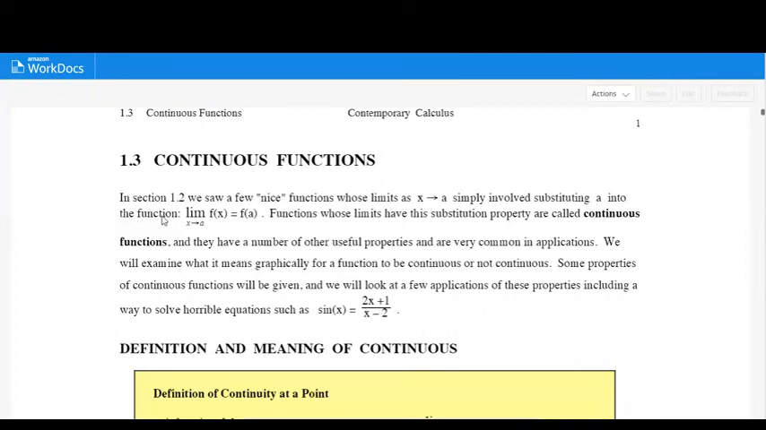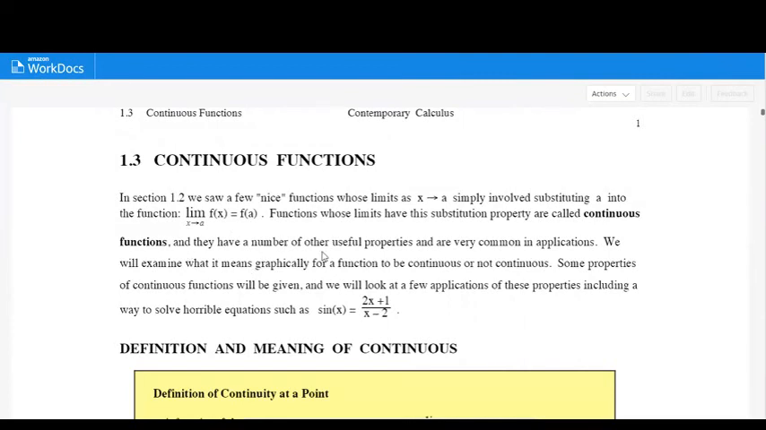Okay, so previously we saw a few nice functions whose limits as x approaches a simply involve substituting a into the function. So that's the algebraic way of finding the limit. Kumbaga, you just simply substitute the given value of a doon sa function na given, for you to have the limit of the function as x approaches a equal to f of a. Functions whose limits have this substitution property are called continuous functions. So kapag may ganito, they are called as continuous functions.